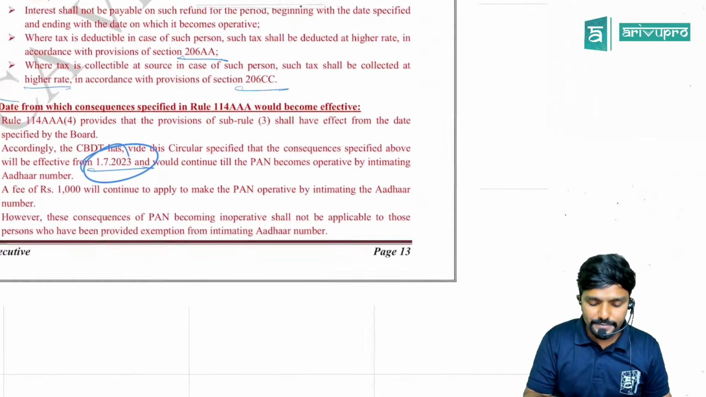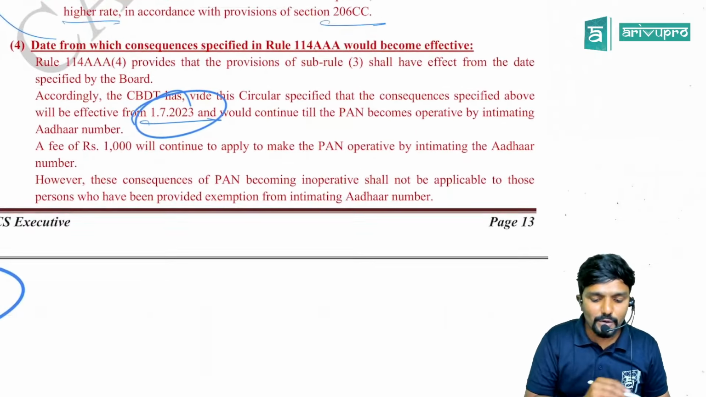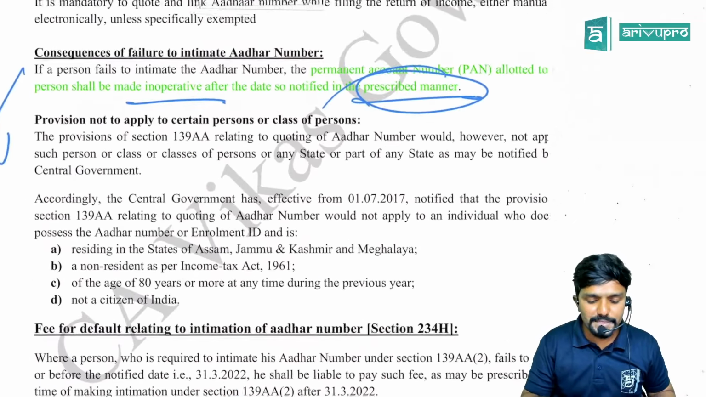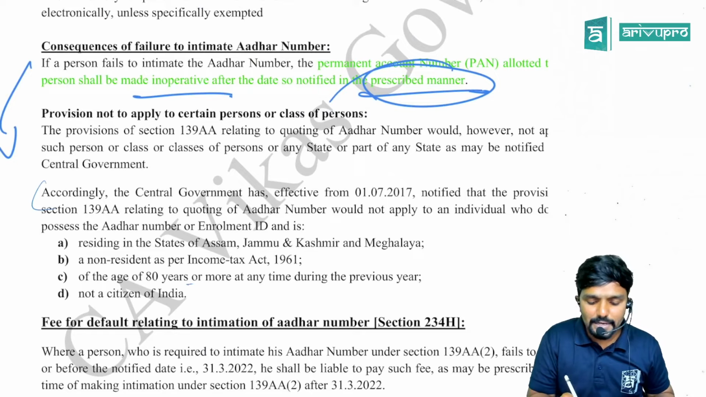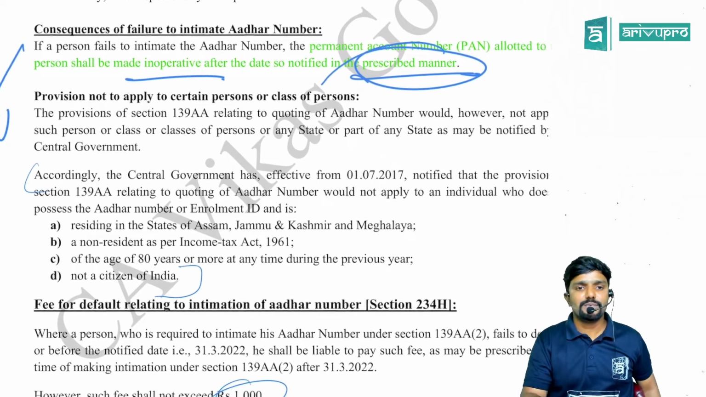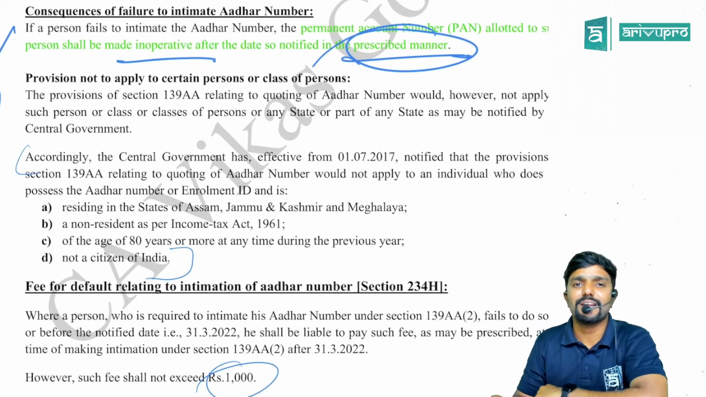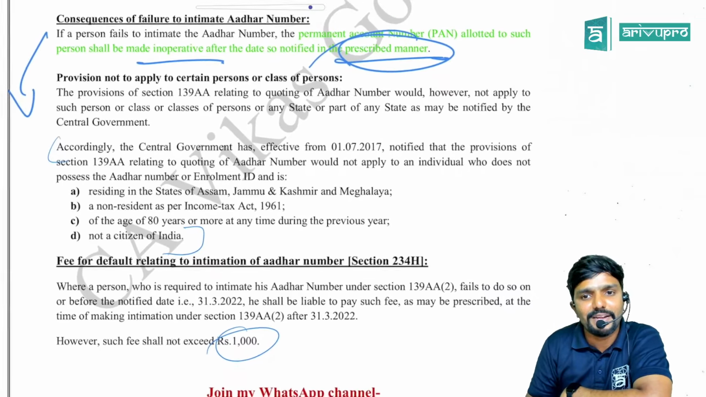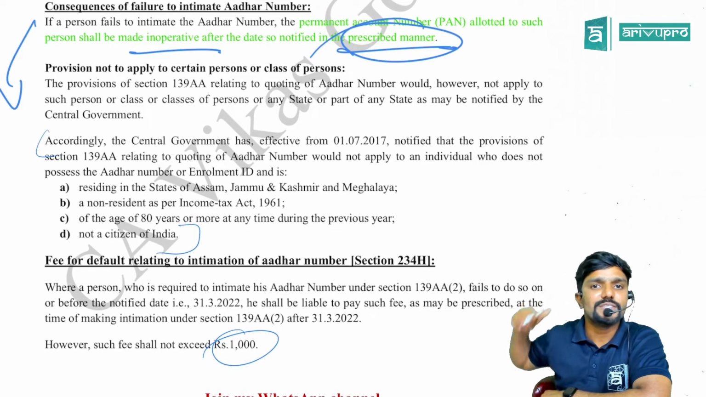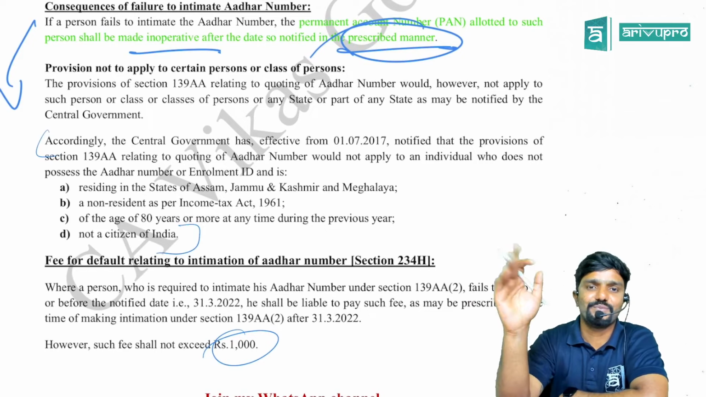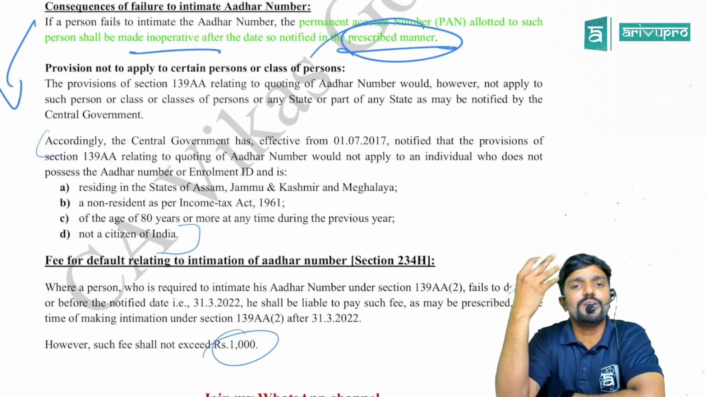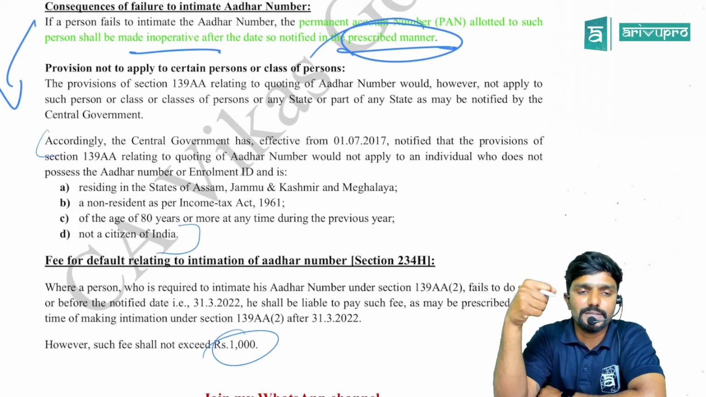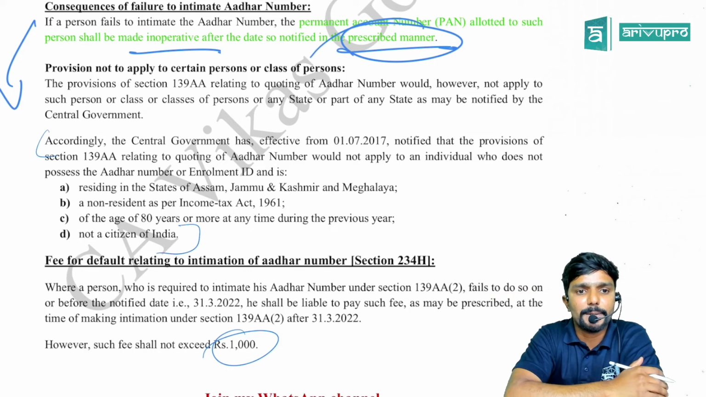And here they are telling, last paragraph, however, these consequences will not be applicable for the person who have been exempted from Aadhaar authentication. Means we already saw this, the following people are exempted from Aadhaar authentication. For them, Aadhaar authentication is not mandatory. That means, will they have to face negative consequences? No. When we have given exemption for them not to link their Aadhaar, then why will we apply negative consequences for them? Who are those people, sir?